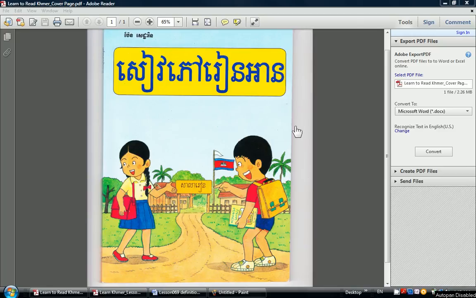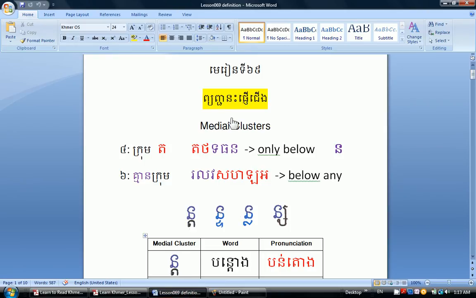Welcome to Cambodian School. Today we're learning lesson 69 from the textbook by Pan Sitaran. Lesson 69, in Khmer we say Medial the Hoxaprambon. In this lesson we are learning another set of medial clusters.